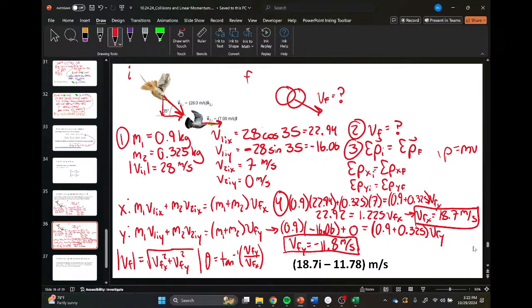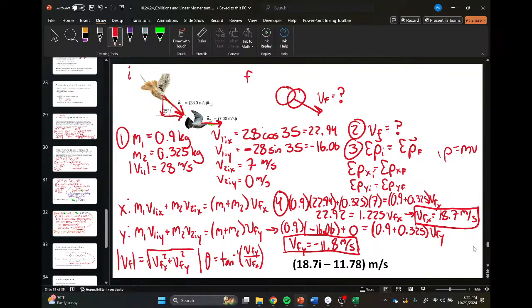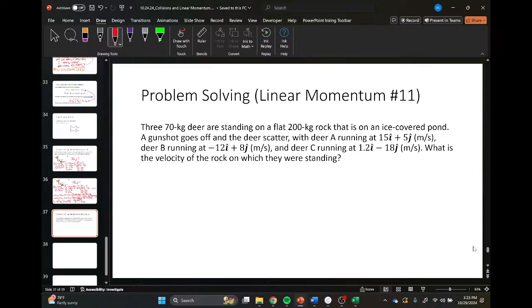All right. One more problem, and we've done all the types. So we've been building up. If you notice, we started with two objects in one dimension, doing an inelastic collision. Then we did two objects, doing an elastic collision. Then we did two objects, doing an inelastic collision in two dimensions. The last thing we're going to do is four objects, doing a separation.